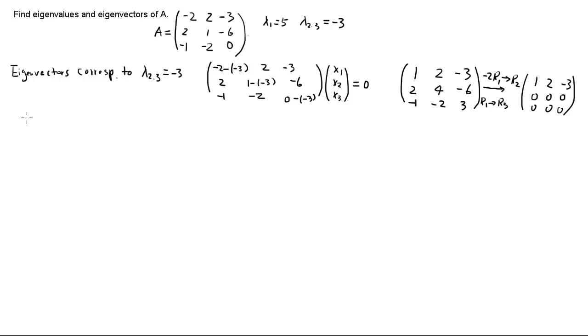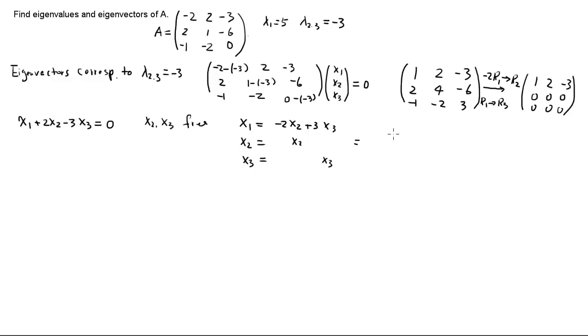So what kind of system do we have? We have a system like this: x1 plus 2x2 minus 3x3 is equal to 0. Now, if you look at this one, that means there is no leading one for x2 and x3. So x2, x3 both are free. And then we move these two variables to the right-hand side. So x1 is going to be equal to negative 2x2 plus 3x3. Remember, x2 is simply x2, and x3 over here is simply x3.